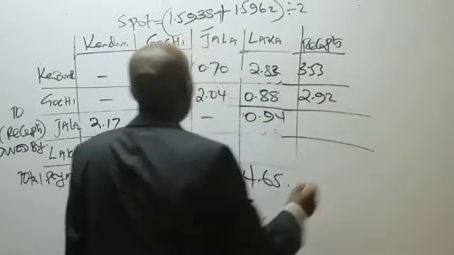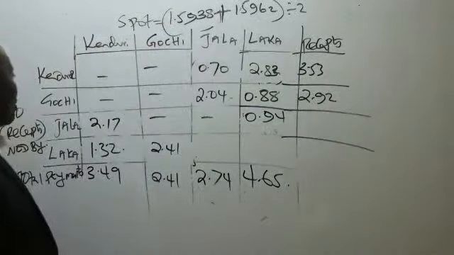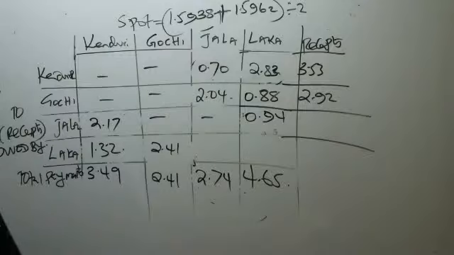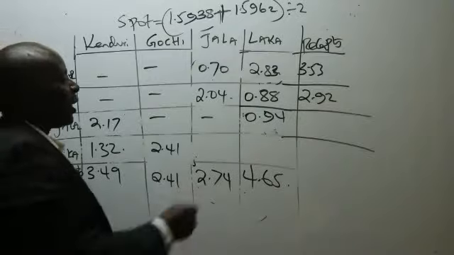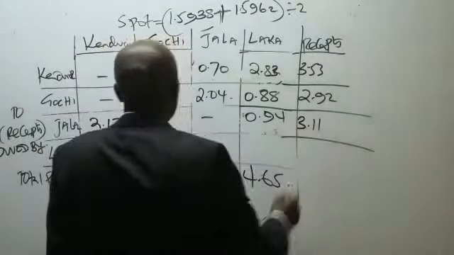Thank you very much. From there you go to the next one. If you have to add the one of the next column, what shall we get at the end of the day? If you add it, it comes to 3.11. And then what about the last one?